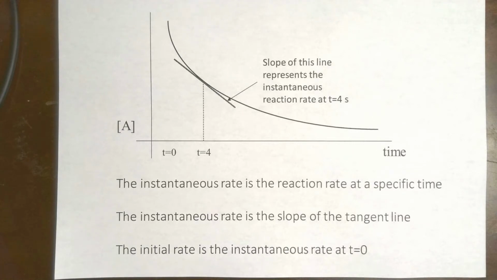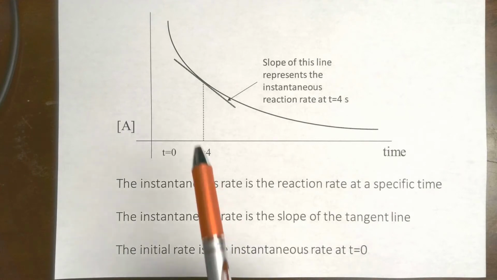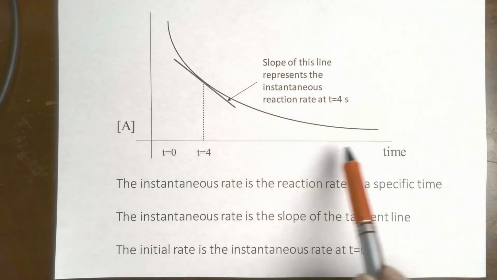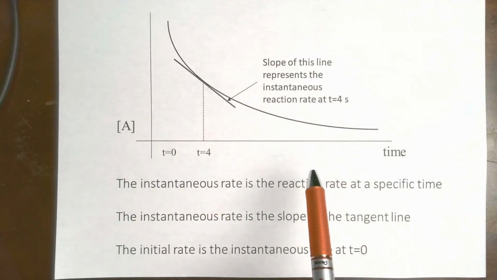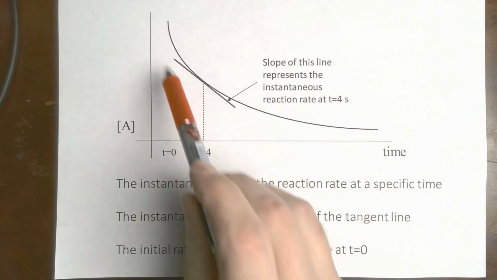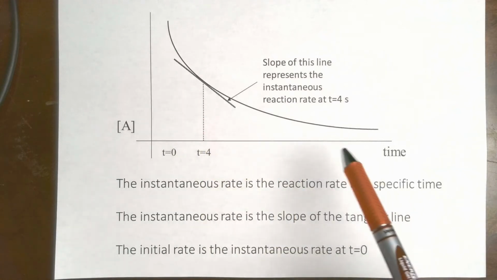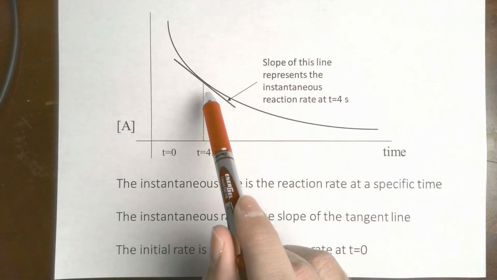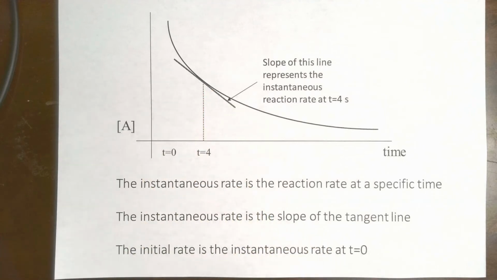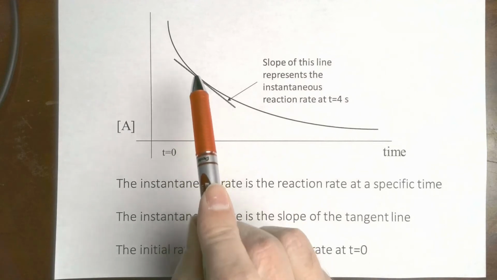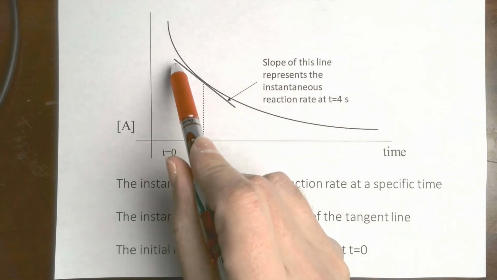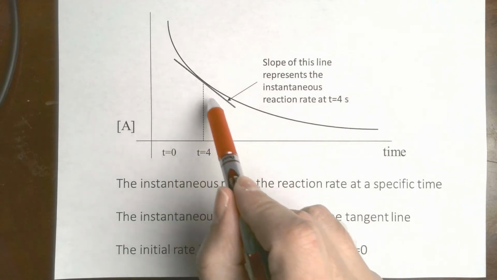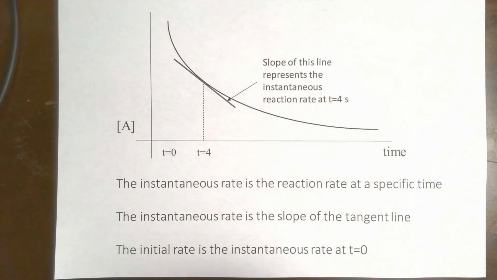In an instantaneous reaction rate, we still have the same curve that represents the concentration of the analyte, or concentration of the reactant, over time, except now we're trying to find the reaction rate at a particular time, not between one time and another, but just precisely at t equals 4. What's the rate of that reaction? To do that, we have to know something about the tangent line at that point.